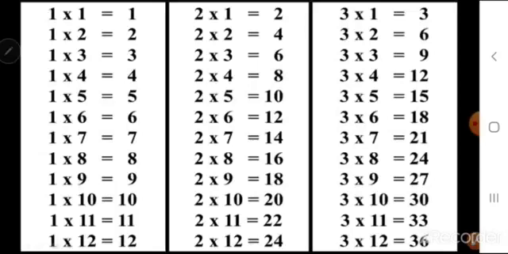Then 3's table. 3 ones are 3, 3 twos are 6, 3 threes are 9, 3 fours are 12, 3 fives are 15, 3 sixes are 18, 3 sevens are 21, 3 eights are 24, 3 nines are 27, 3 tens are 30, 3 elevens are 33, 3 twelves are 36.